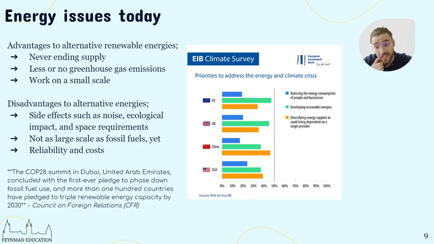And it was in the COP28 summit in Dubai last year that the United Arab Emirates concluded with the first ever pledge to phase down their fossil fuel use. Other countries also pledged to triple their renewable energy by 2030. So we're on the right path, we just need to keep it up: using more renewable resources to generate our electricity and cutting down on our greenhouse gases.